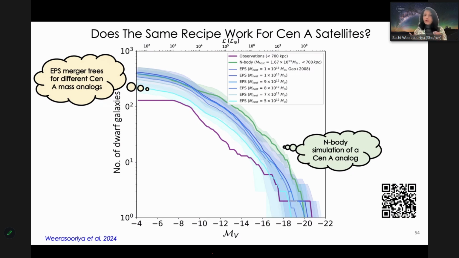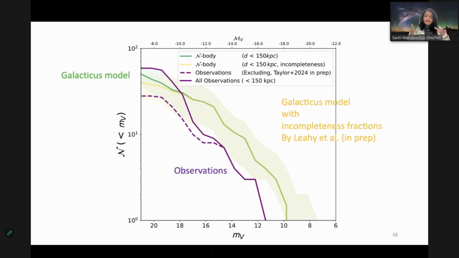And we are able to reproduce the overall shape of the luminosity function for the Centaurus A satellites within 700 kiloparsec, which is great because this possibly means that the same star formation physics of dwarf galaxies applies to Centaurus A satellites. If we go in a little bit closer to about 150 kiloparsecs from Centaurus A, our models are again shown in green and observations in purple. And we are able to reproduce this luminosity function within the inner region of Centaurus A as well. Now we are looking at the inner region because it's more complete in terms of observations.